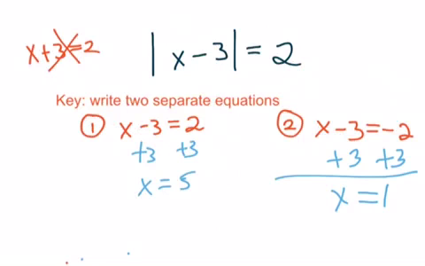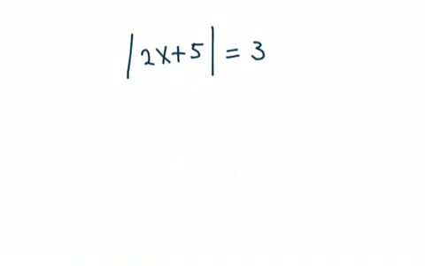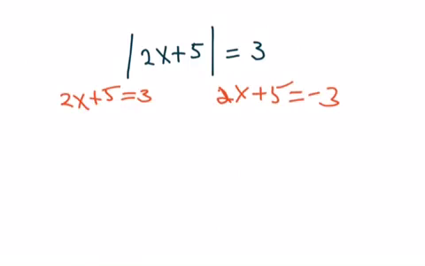So the answers to this problem are x equals 5 and x equals 1. So in this one, let's write two separate equations. 2x plus 5 equals 3, and 2x plus 5 equals negative 3. So let's solve these problems individually.